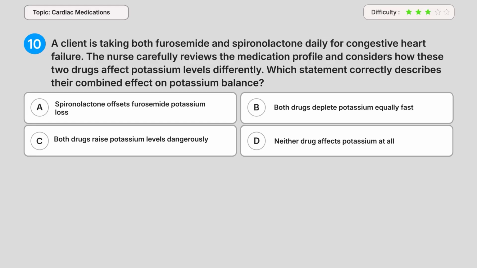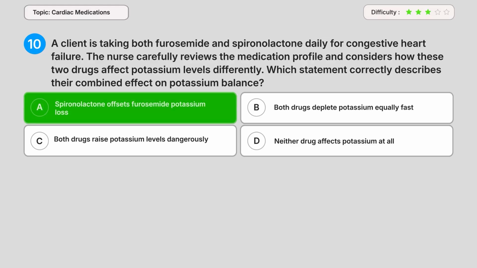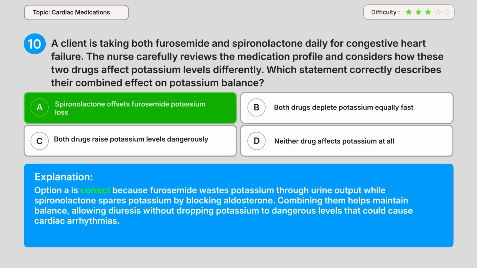Correct answer. A. Spironolactone offsets furosemide potassium loss. Explanation. Option A is correct, because furosemide wastes potassium through urine output, while spironolactone spares potassium by blocking aldosterone. Combining them helps maintain balance, allowing diuresis without dropping potassium to dangerous levels that could cause cardiac arrhythmias.